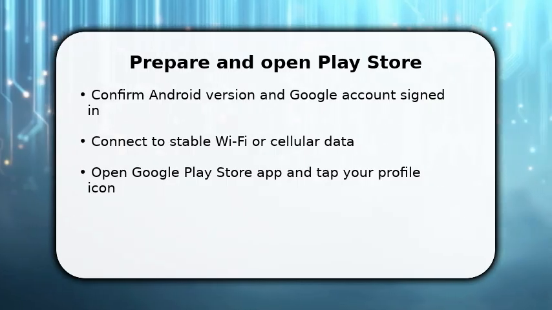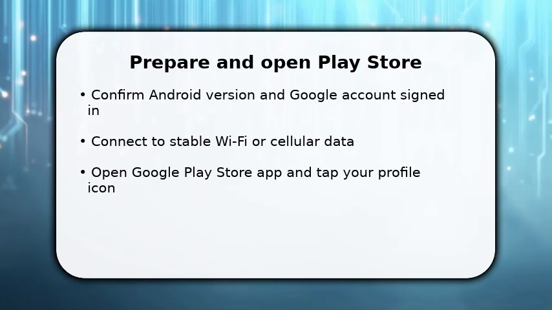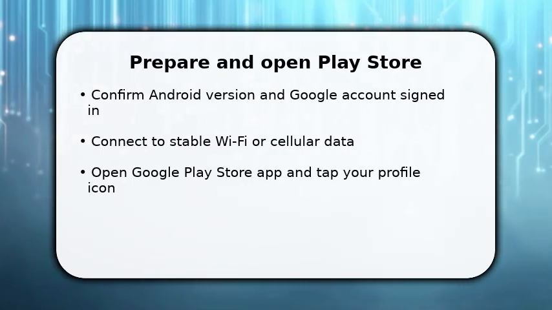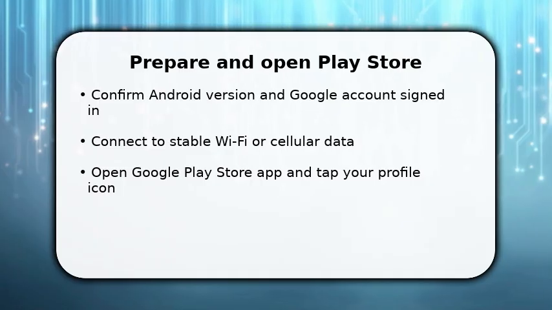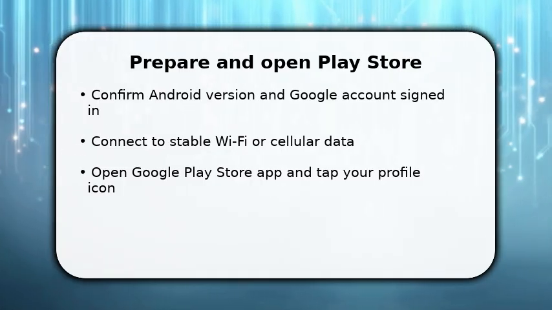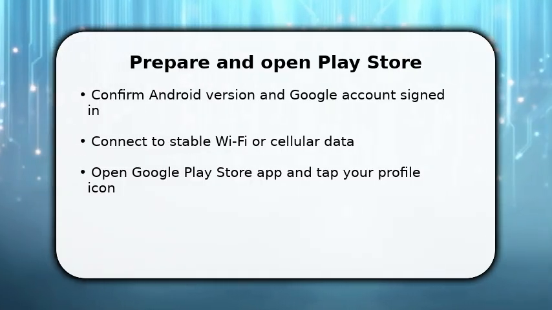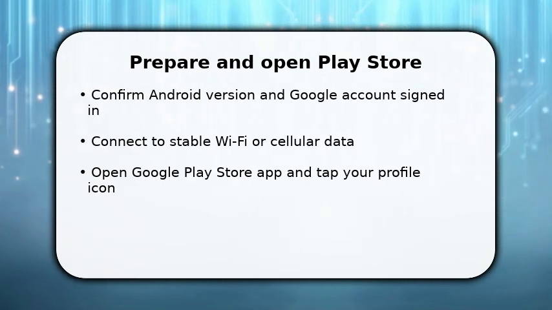You're now at the account menu. From here, you'll access settings that control ads, notifications, and app permissions. This is the gateway to reduce or stop ads from appearing. You'll now change the specific settings that limit ads.